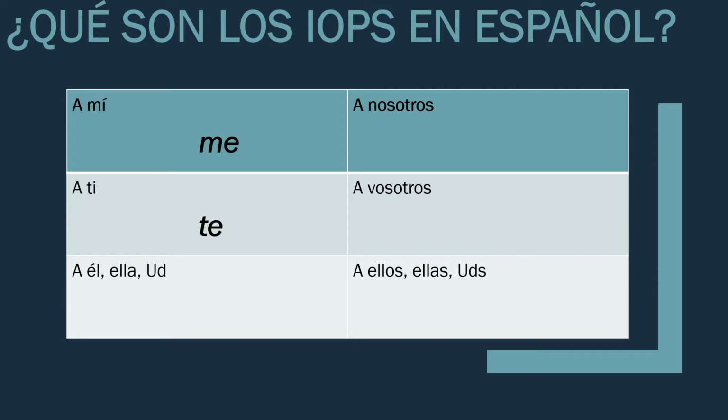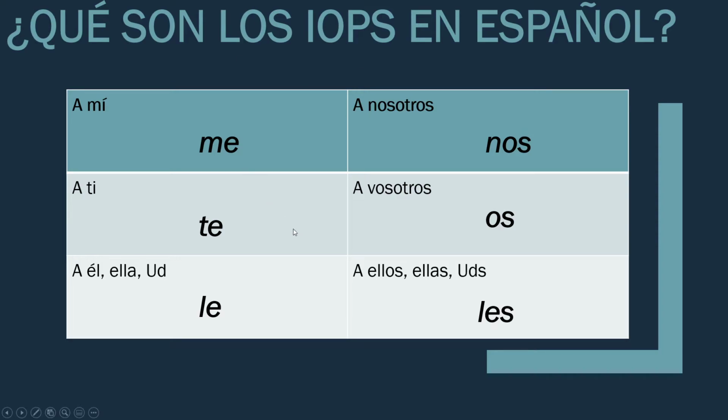For him, her, you formal, or even it: le. To or for us: nos. To or for y'all: os. To or for them or you all: les. Okay, so you've got me, te, le, nos, os, les.